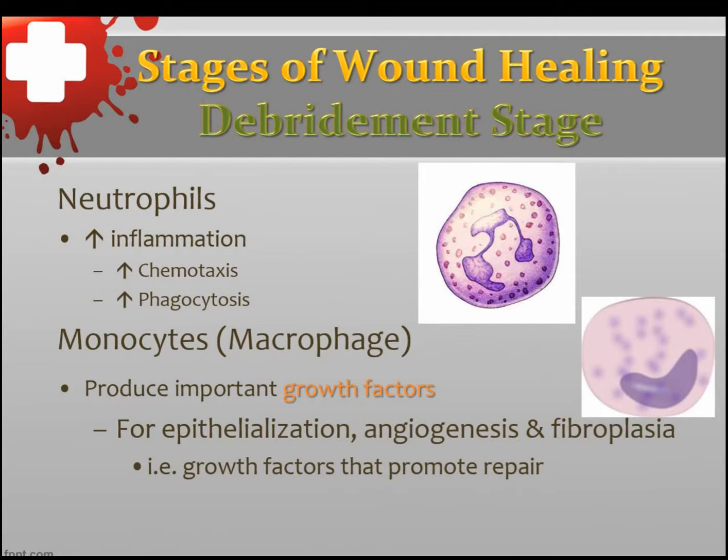Monocytes also provide important growth factors for epithelialization, which is the growth of the epithelium. Also growth factors for angiogenesis, which is the growth of vessels, and then growth factors for fibroplasia, which is the formation of fibrous tissue. These growth factors that are produced by the monocytes are going to promote the repair stage.